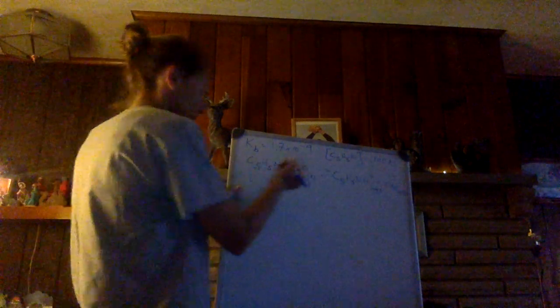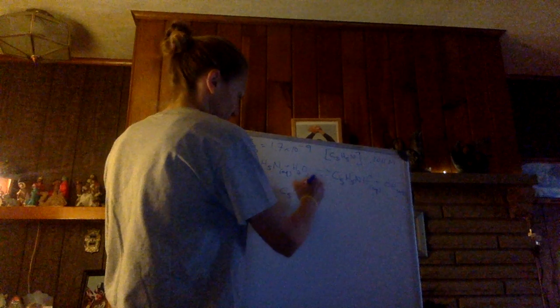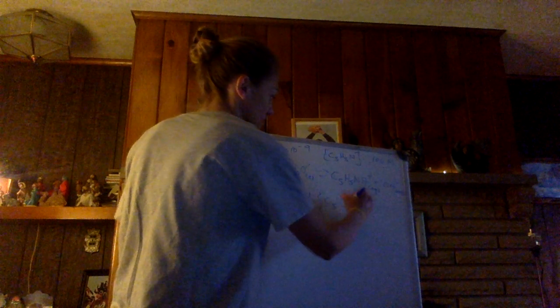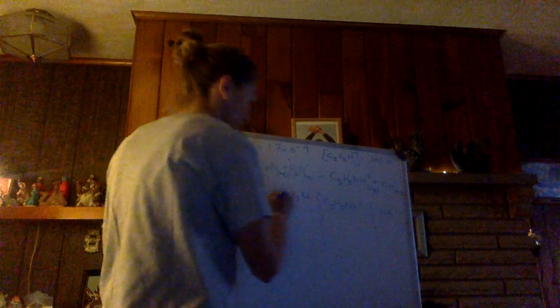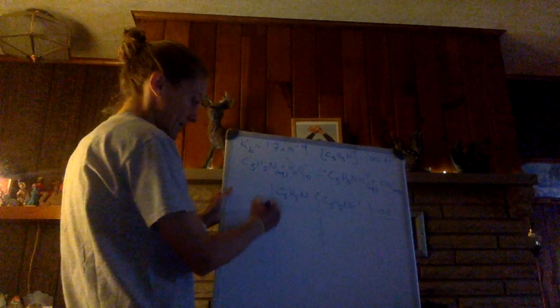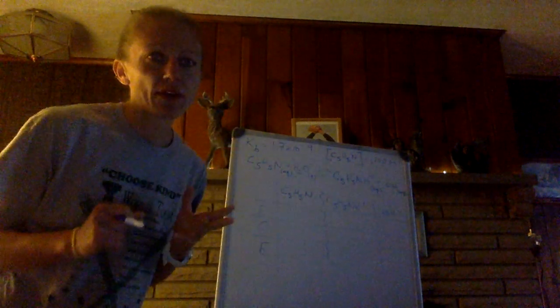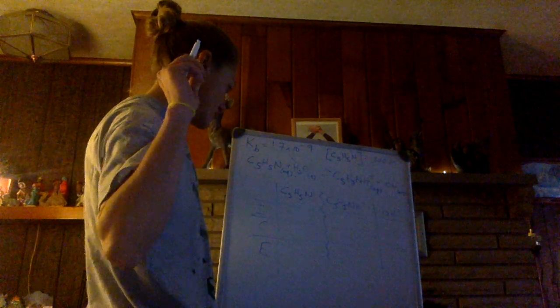Let's say, all right, what's important? C5H5N, not water, and C5H5NH plus, sure, and OH minus, very important. There we go. That's what I need. So I need my initial, my change, and my equilibrium. Then we're going to do the same thing as before: clean up the top, and make sure you can check this out all at once.